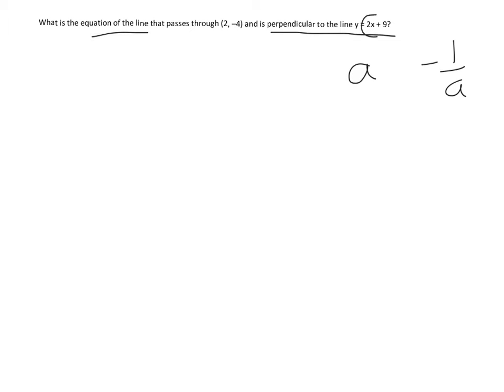So the slope of this original line is 2. That means that the slope of the line perpendicular to it will be 1 over 2, but negative. So our mystery line is going to have a slope of negative 1/2. So our equation will be negative 1/2 x plus b to start.